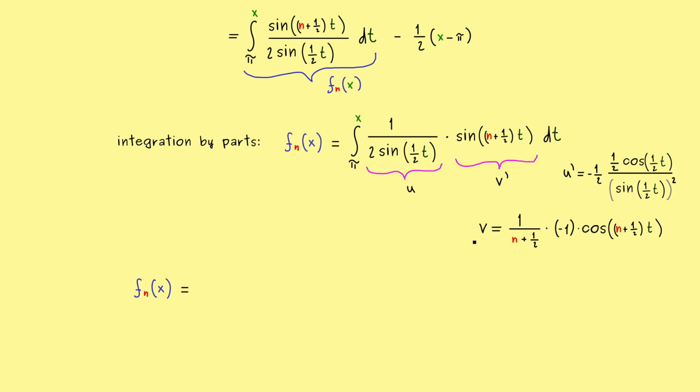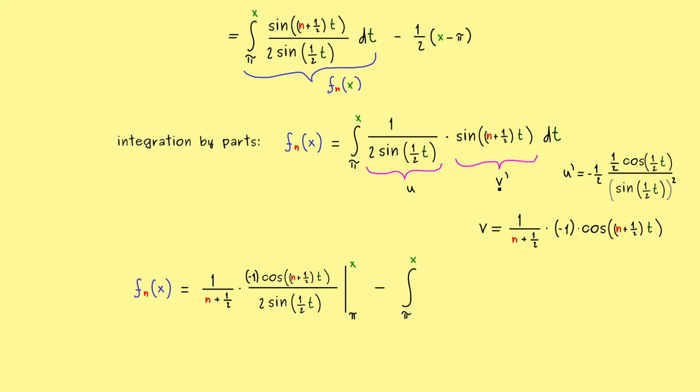And first it just tells us we have u times v. So we have our factor 1/(n plus 1/2) and then our fraction of the cosine and sine function. So minus 1, the cosine function divided by 2 times the sine function. And then we just have to put in the two boundary points x and pi. And then integration by parts means we have minus the integral again.